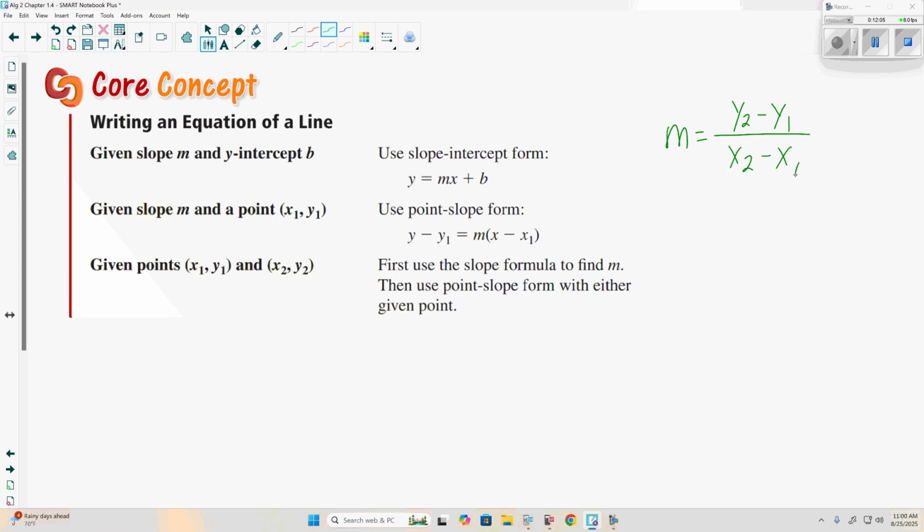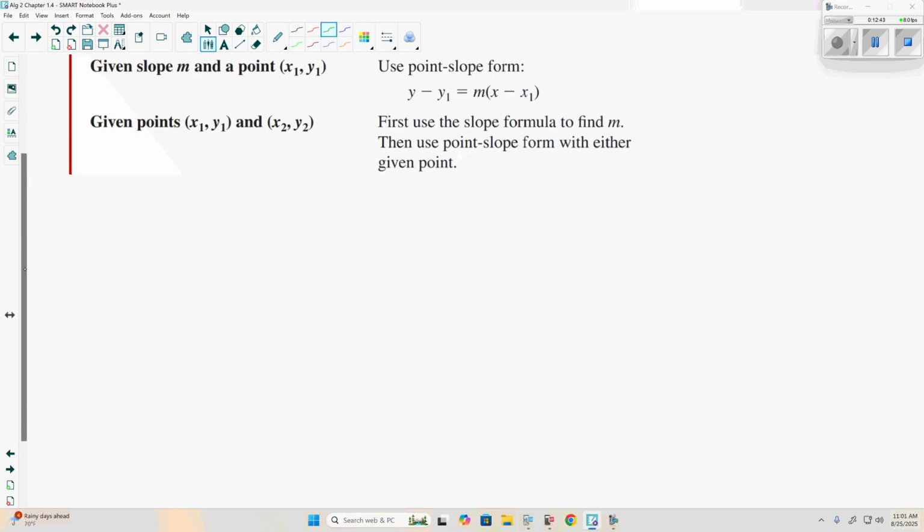And just as a reminder, we do have our slope formula. y2 minus y1 over x2 minus x1. Whichever y value goes first, its corresponding x value has to go first as well. Whichever y value goes second, its corresponding x value goes second. Now the bottom line: given 2 points, first use the slope formula to find the slope, then use the point-slope form with either given point.